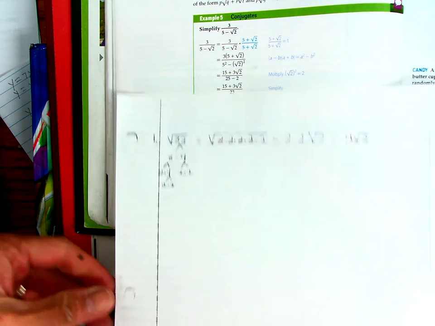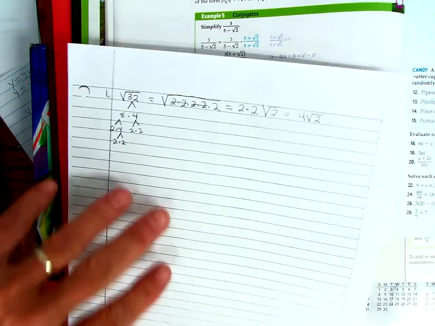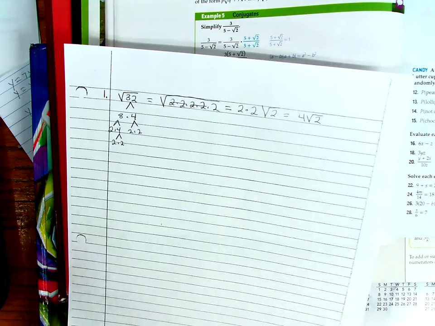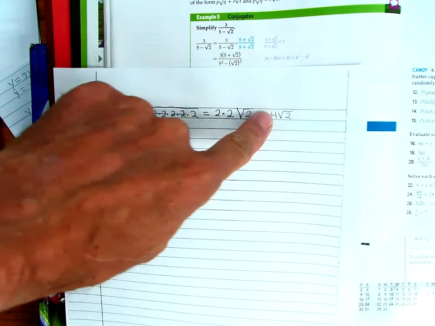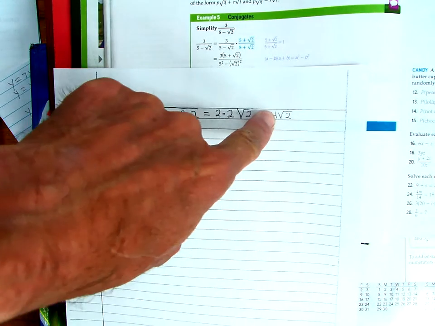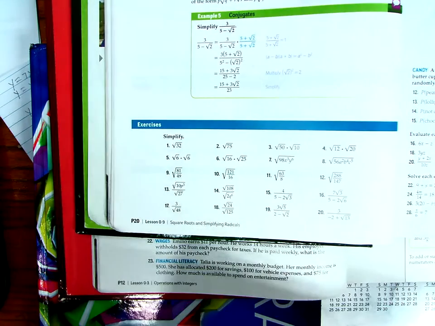Now, you can make this a shorter process if you know that 32 is 2 times 16. And the square root of 16 is 4. You bring that 4 out, you leave the 2 in, and there you go. All right, that's number 1.